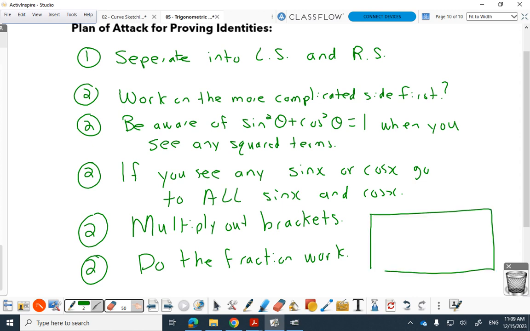Add and subtract. You need a common denominator. You don't need that for multiplying and dividing. Those are the easier operations.